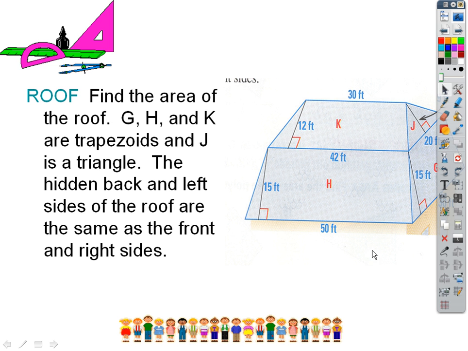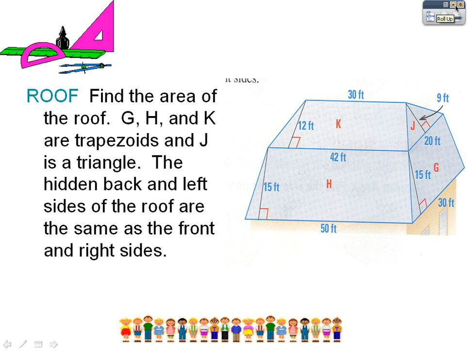Okay, how would we do this? We won't do it. Just tell me how we would. We want to find the total area of this complicated roof shape. But they tell us some things. They tell us that G, H, and K, those shapes, are trapezoids, and J is a triangle. And the roof is symmetrical, so the back side is just a mirror image of the front side. And the left and the right are the same. Thank you. So how could we do this?